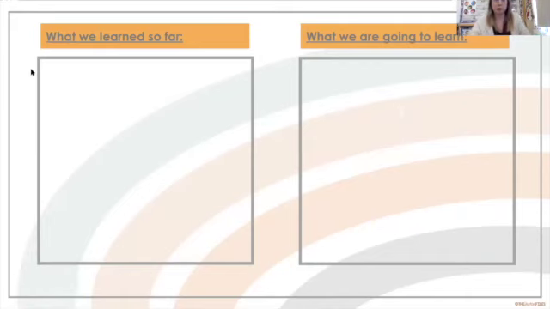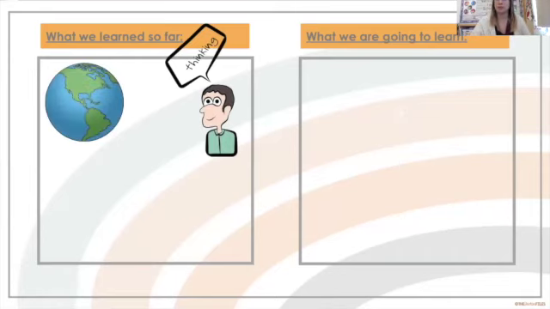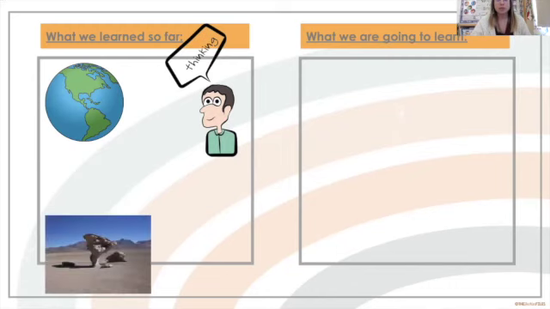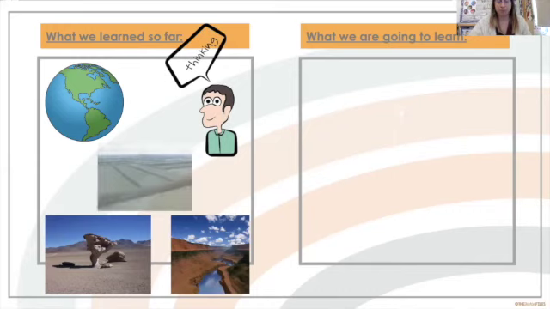What we learned so far includes practicing making good predictions. We also learned about the different bodies of water on our planet, and we know that there is way more water than there is land. Speaking of land, we learned about different land formations and how those different land formations occur from erosion. And then we learned about some different erosion controls, and that is a picture of a windbreak.